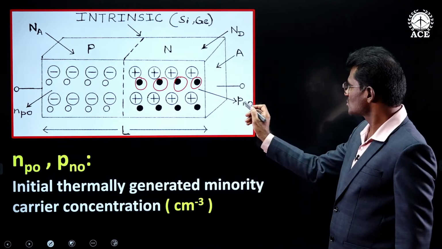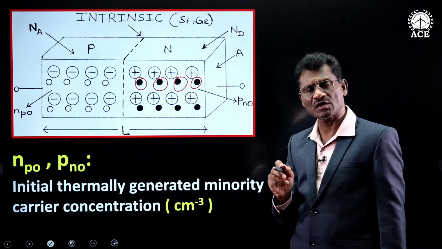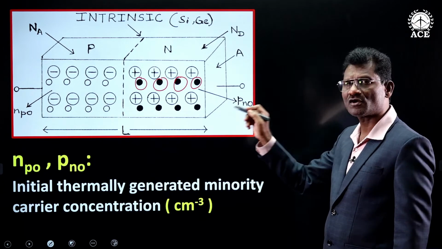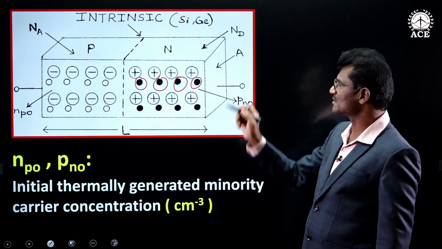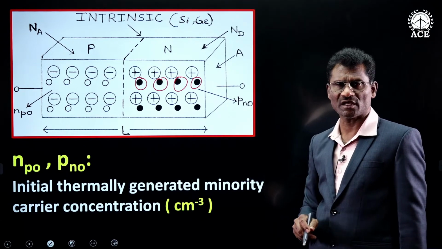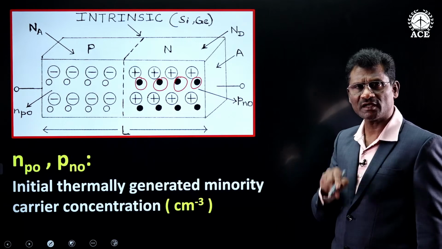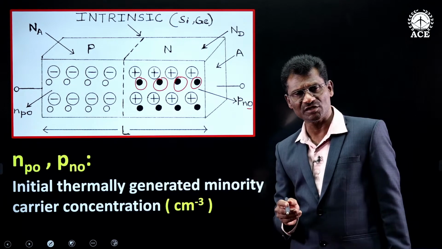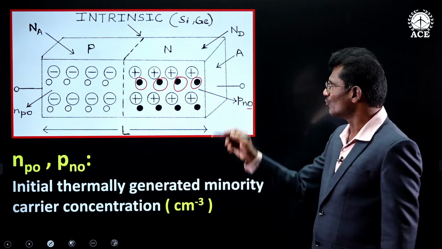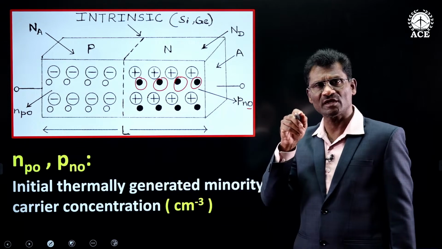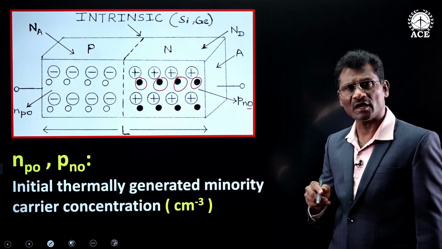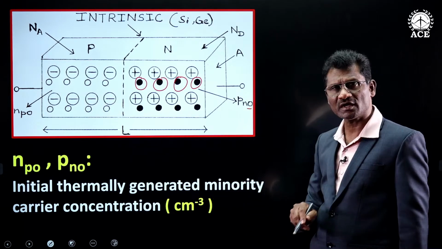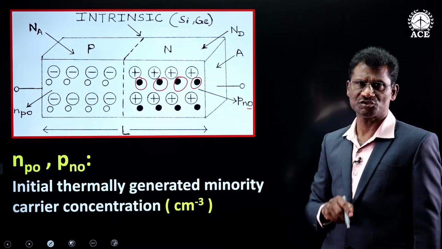So now this P suffix N means hole concentration in N side. Definitely it should be minority concentration. Why? Because in N side, electrons are majority carriers and holes are minority carriers. The 0 means initial. That is, by the time we consider this diode for explanation purpose, already electron hole pair generation has occurred and PN0 holes are existing and hence called initial.